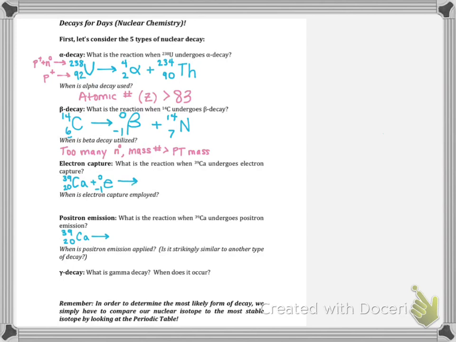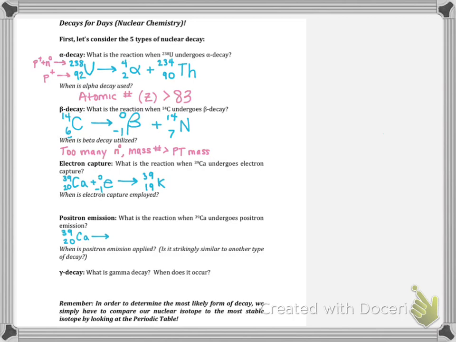And to figure out what my new product is going to be, I'm just going to add the top on the left and the bottom on the left. So I'll have 39 still. And then my new number of protons is going to be 19. And then I can look at the periodic table and see that element 19 is potassium.